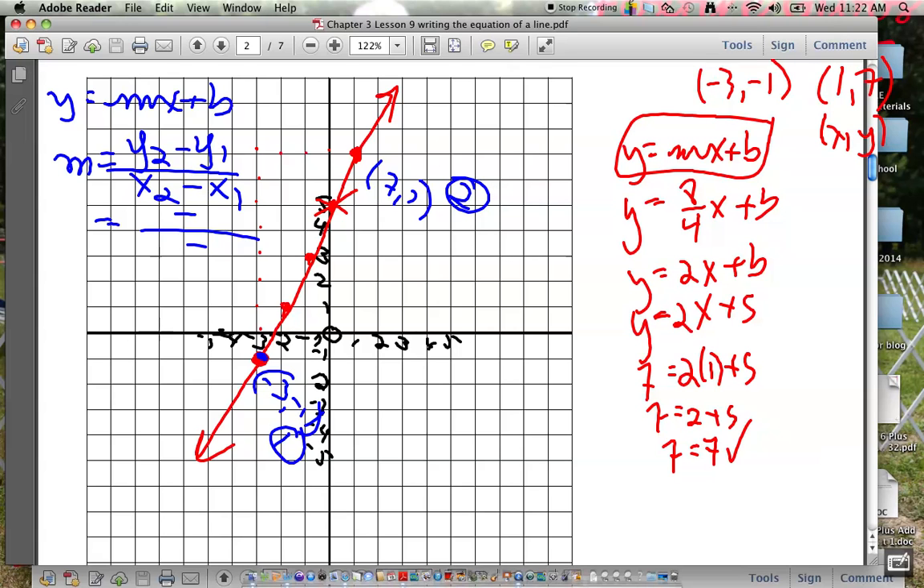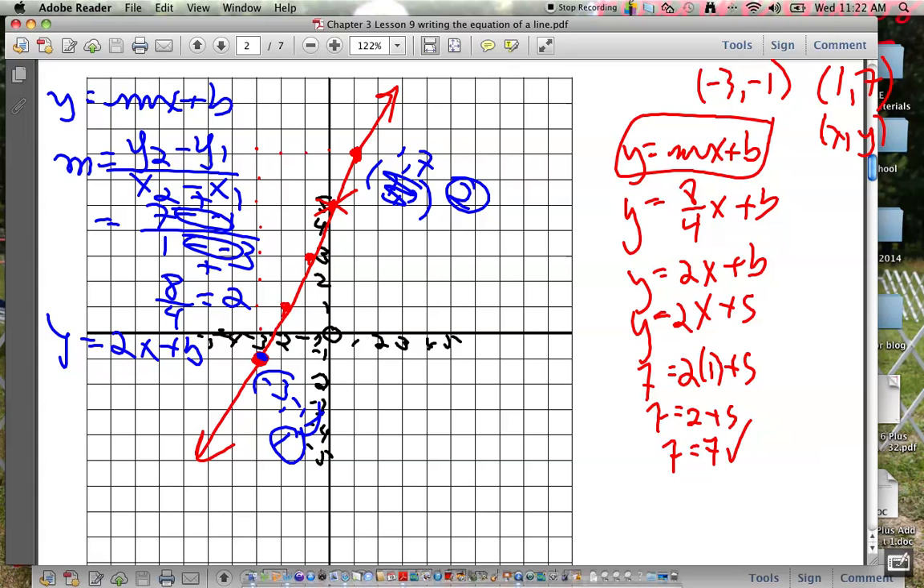The y from the second point, oh, this is 1, 7. I don't know why I wrote that. The y from the second point is 7. The y from the first point is -1. The x from the second point is 1. And the x from the first point is -3. So 7 minus -1 is 8, over 1 minus -3 is 4, which is 8 over 4, which is 2. So we now have y equals 2x plus b.